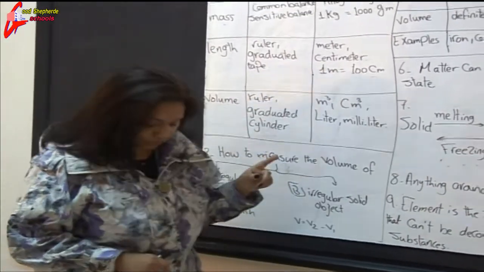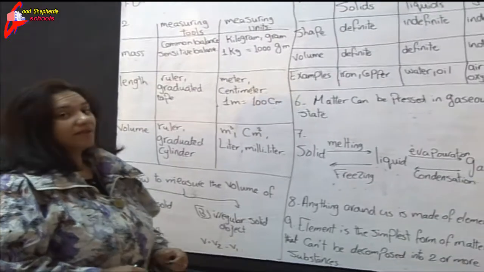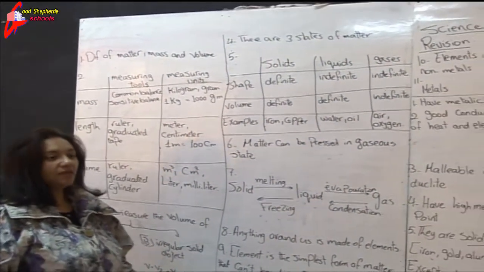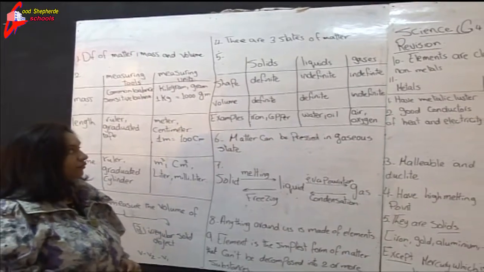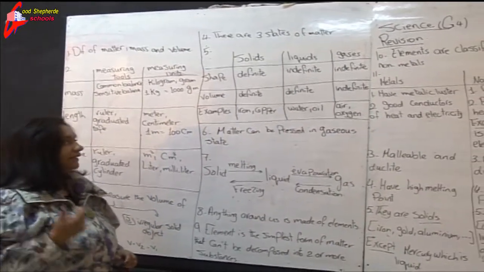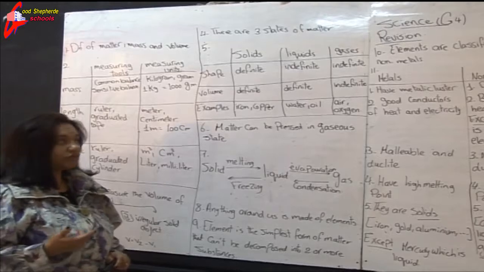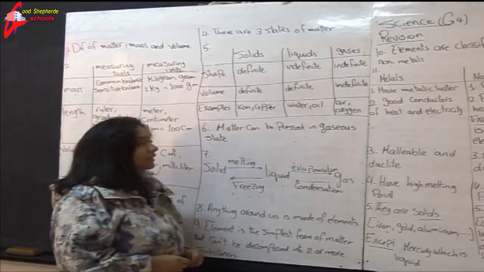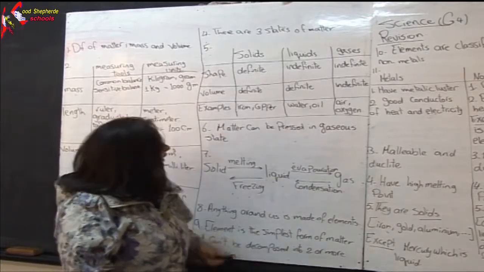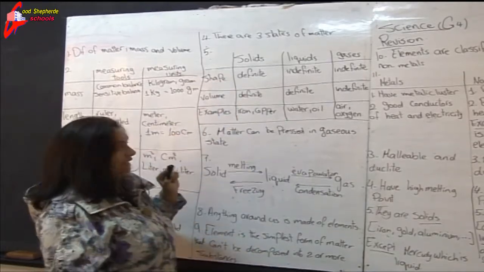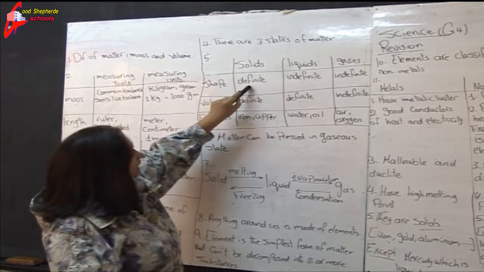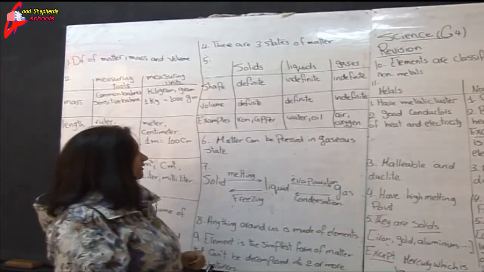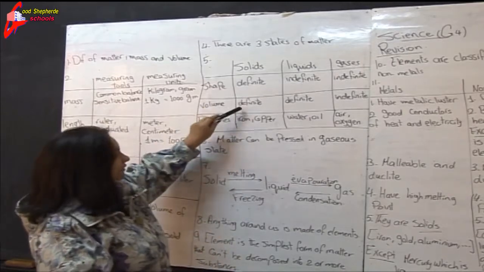We are going to talk about lesson 2. Lesson 2 was talking about the states of matter. And we have 3 states of matter, which are solid, liquid, gas. To define the solid object, solid is a substance which has definite shape and definite volume. So solids have definite shape and definite volume.